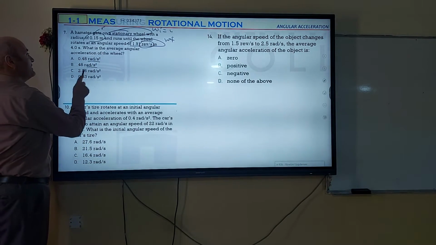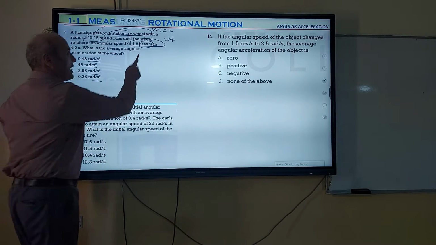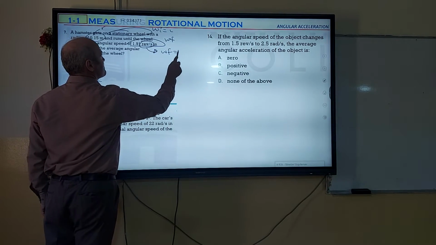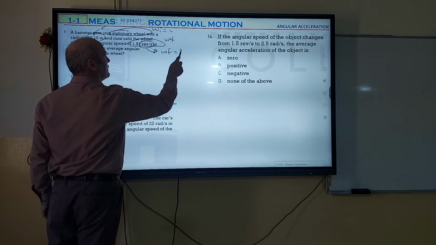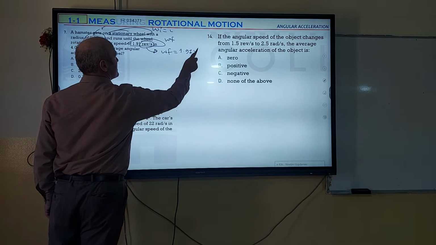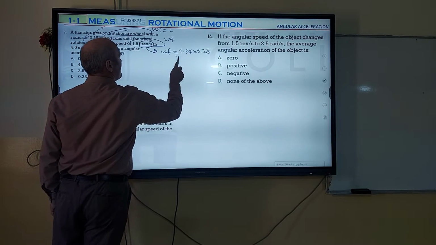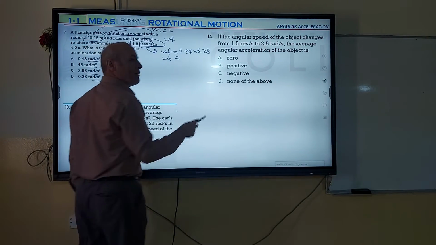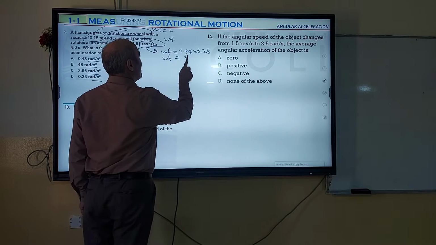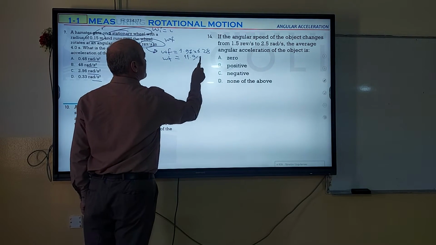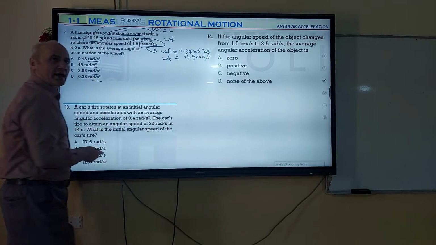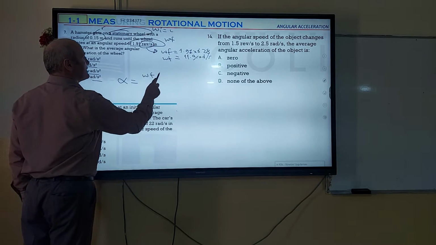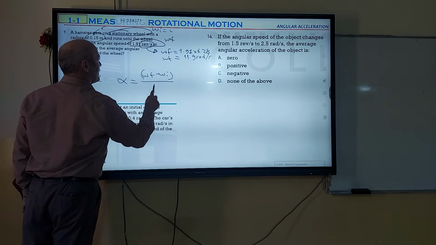What choices are given? Radians per second. So I shouldn't go with this. I have to find this by multiplying by 6.28. So then it's going to be how much? Multiply it, omega final. How much? 11.9 radians per second.